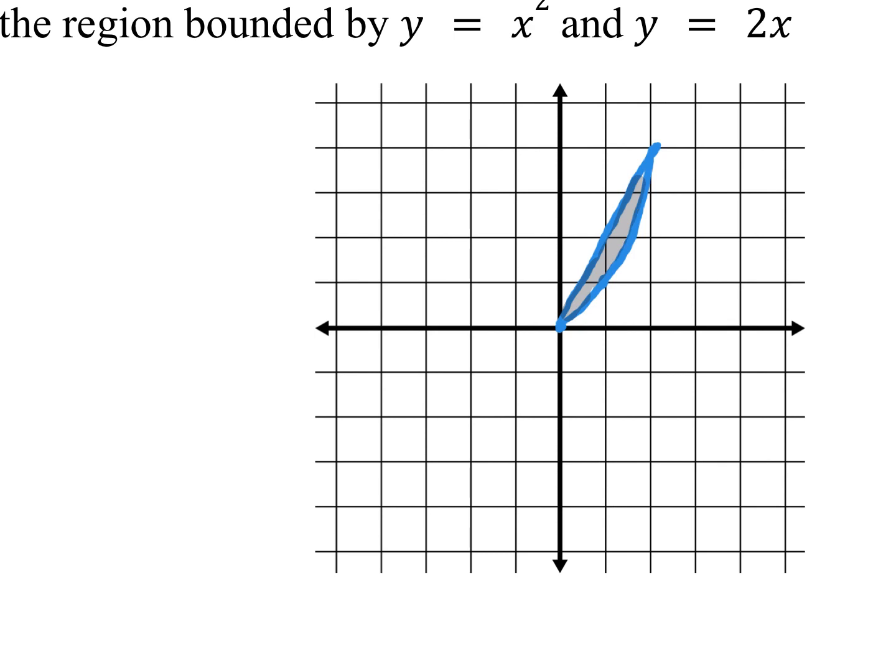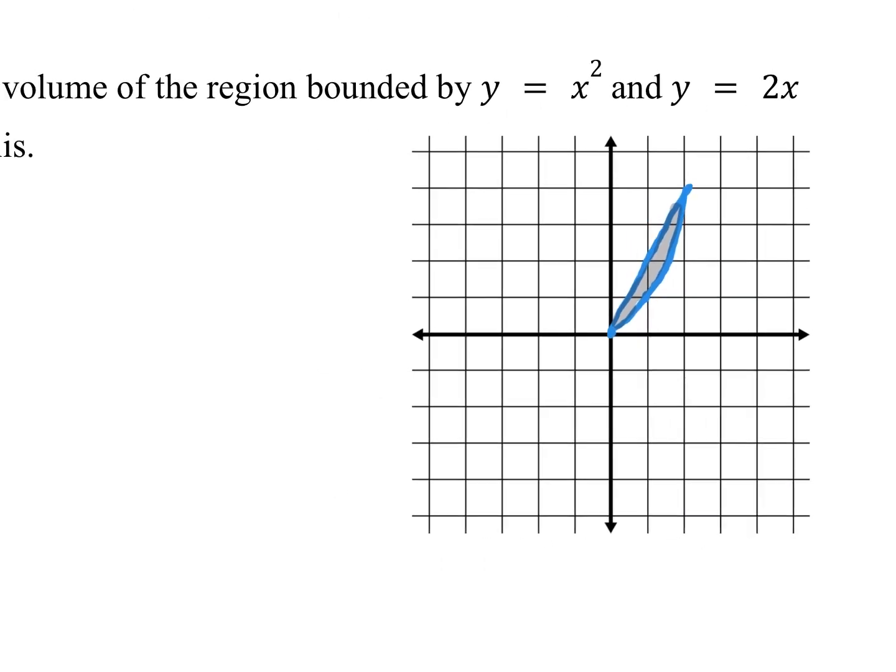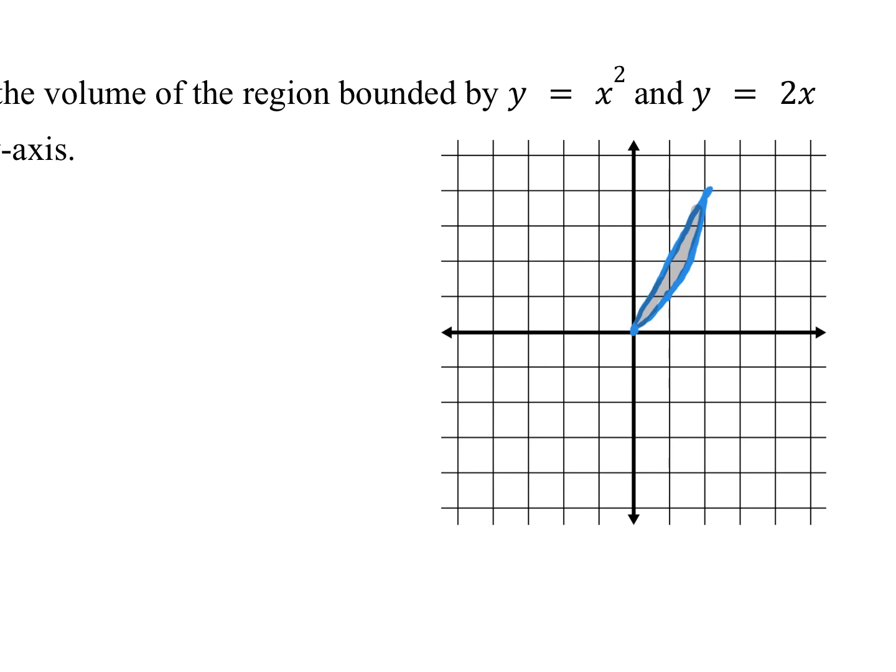And then this time we're rotating it about the y-axis. So you can see since I have a vertical axis of rotation, this time I'm going to have a horizontal cross section. So the large radius of my washer would look like that, and my small radius would be this distance. And again, since I have that horizontal cross section, I need to stack them vertically to cover the entire area. So I'm going to integrate with respect to y this time.